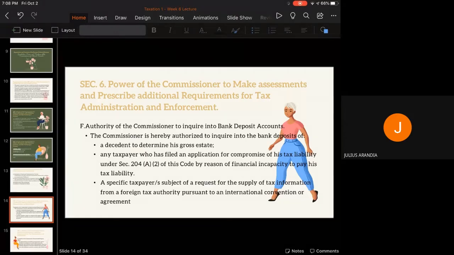So if the taxpayer wants to apply for compromise because of financial incapacity, then the BIR can inquire into his bank account. And lastly, a specific taxpayer subject of a request for the supply of tax information from a foreign tax authority pursuant to an international convention or agreement. So these are the three instances wherein the BIR can inquire into the bank accounts of a taxpayer.